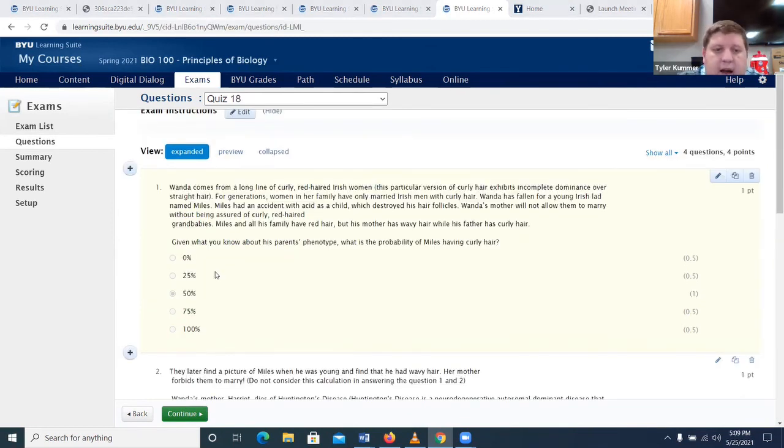All right. Given what you know about his parents' phenotype, so his mother has wavy hair and his father has curly hair. They both have red hair, so we don't need to worry about that part. All right.